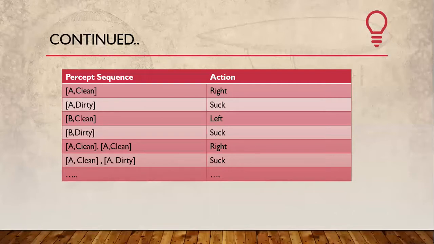So A clean means the previous instruction for A was A dirty, and because it did suck, now that part of A is already clean. So that is appended, and then the next percept or next input that it has received, moving forward. So when you see two A clean, the previous one is telling you that was the previous percept sequence that happened earlier, and it has been stored. A was dirty, it did suck, and that's why now that portion is clean.